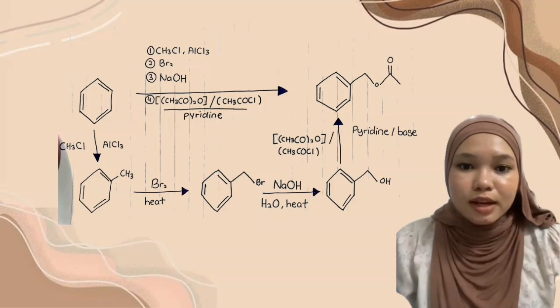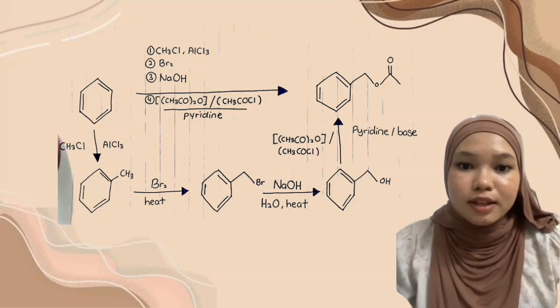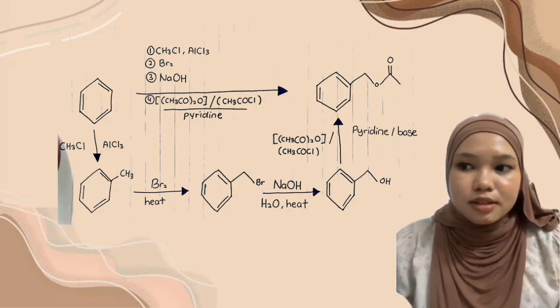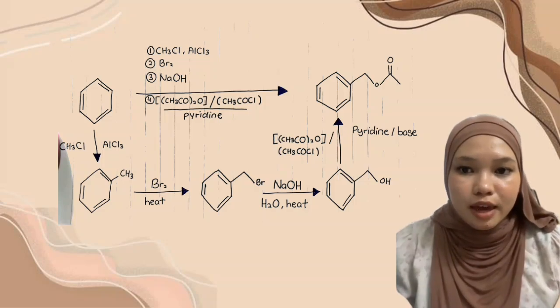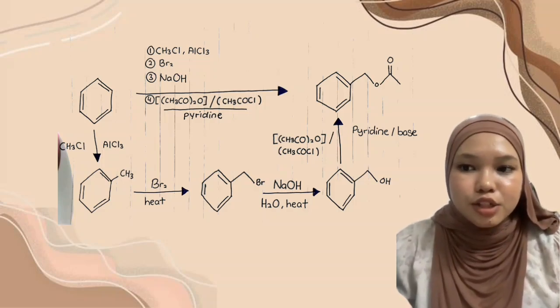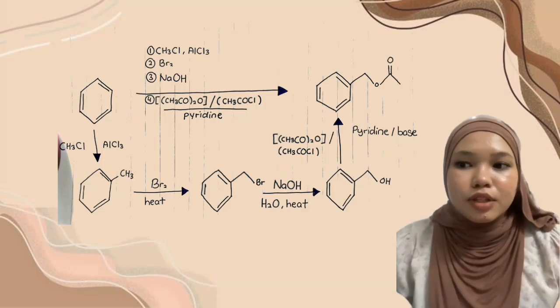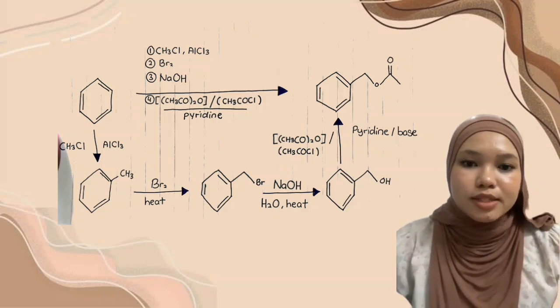Finally, benzyl alcohol is reacted with acetyl chloride, CH3COCl, in the presence of pyridine. Pyridine acts as a base and neutralizes the hydrochloric acid, HCl, produced during the reaction. This step forms an ester linkage, giving the final product, which is benzyl acetate.